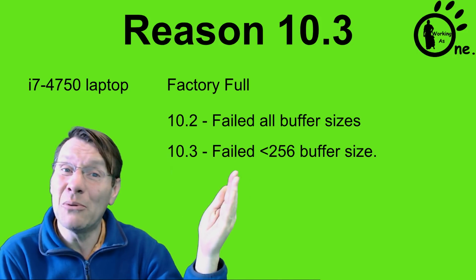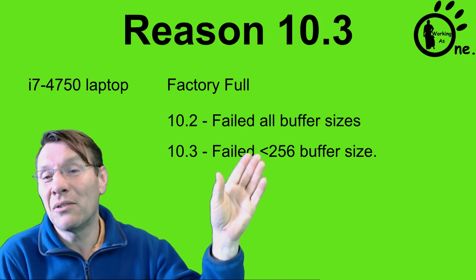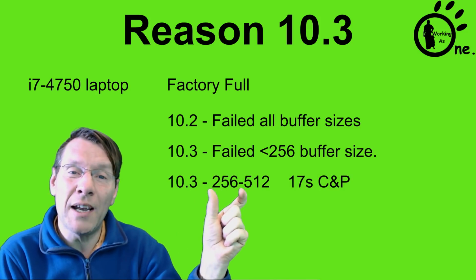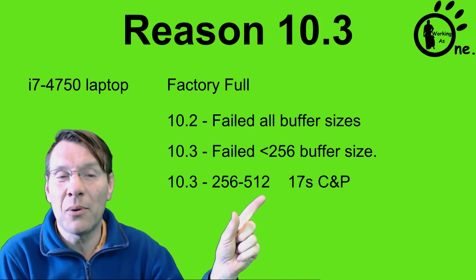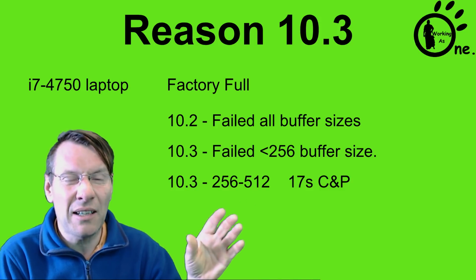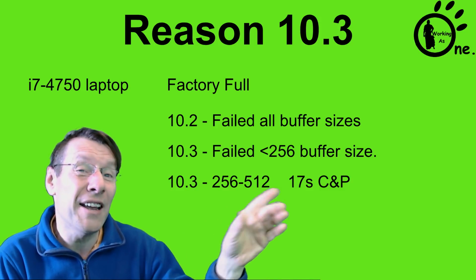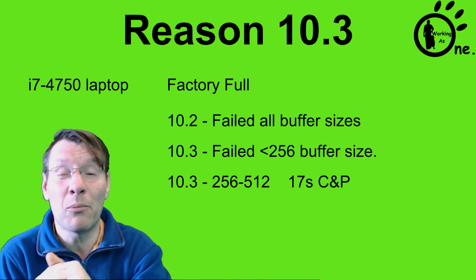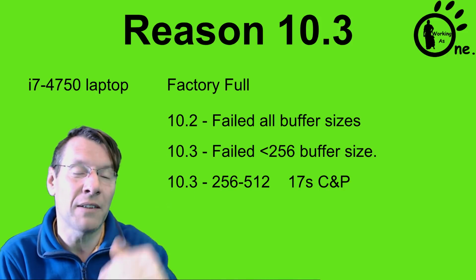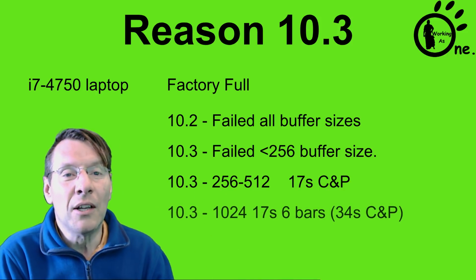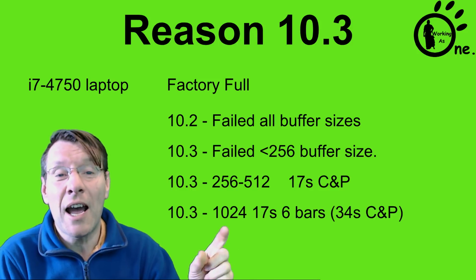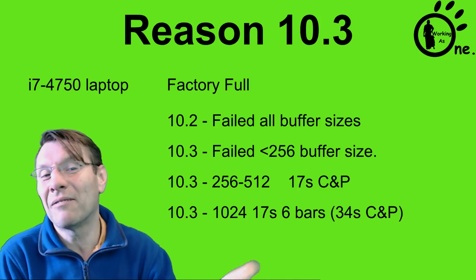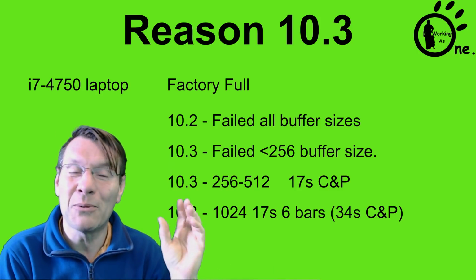10.3 also failed below a buffer size of 256. And when I was using the buffer size of 256 and 512, to be honest, it wasn't great, but it wasn't until the 17 seconds when it did just crap out. And remember I said, there's a massive jump at 17 seconds, and another one at 34. So at 1K, at 17 seconds, it got to 6 bars, but it didn't fall over until it hit that next big jump, which was 34 bars.